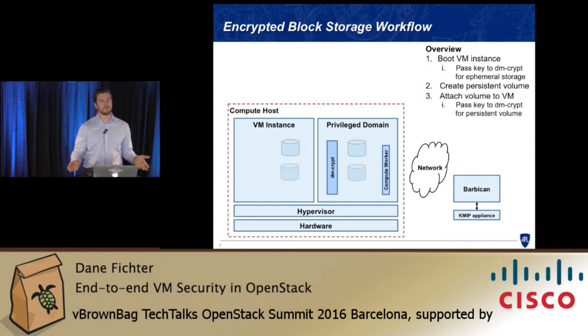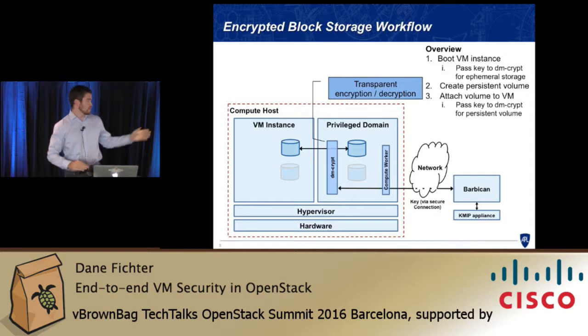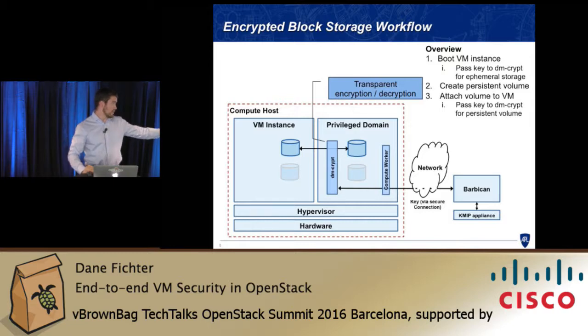So how does it work when encryption's in the mix? Basically, we have the addition of this Barbican service, which you see at the bottom there, which may or may not be talking to a KMIP appliance. When we boot our instance, now this extra step of key management is involved. You can see that the compute host is reaching out to Barbican to grab a key for that ephemeral backing file and passing that to dm-crypt.